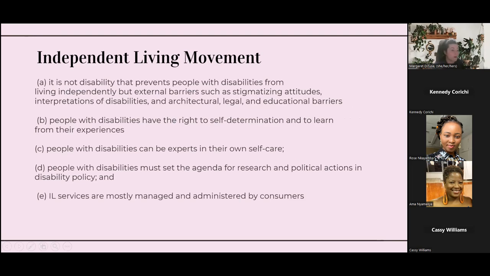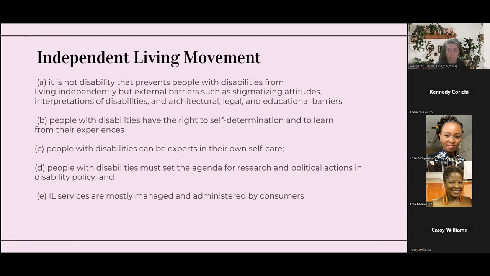So more on the independent living movement. The major concepts of the philosophy are that it is not disability that prevents people with disabilities from living independently, but external barriers such as stigma, attitudes, interpretations of disabilities, and architectural, legal, and educational barriers. That's the social model of disability.